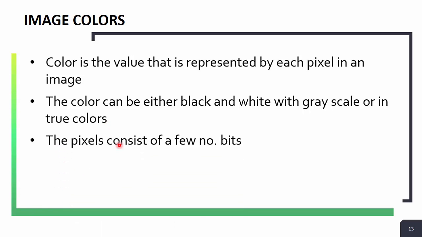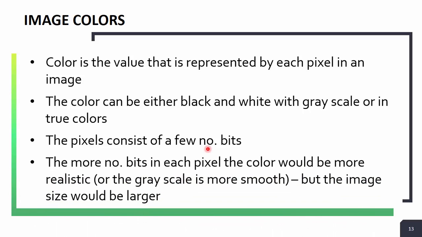The value of the color in the pixels may need a few bits to be kept. The more bits in each pixel, the more realistic the color will be. If it is grayscale, the changes from one gray to another will be smoother. But of course, the image size will be larger because we need to keep more information.